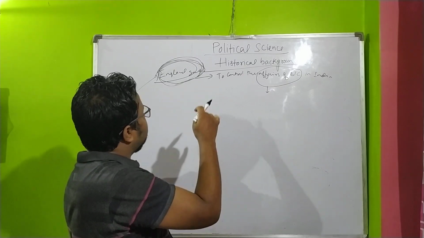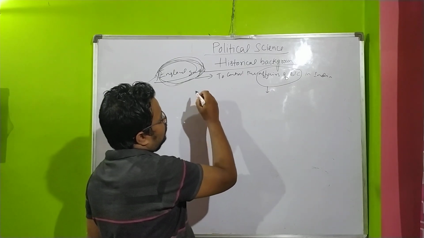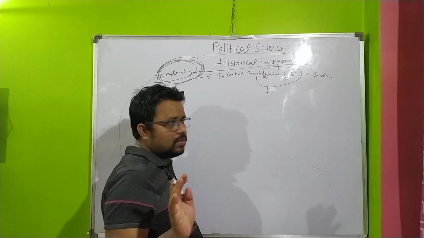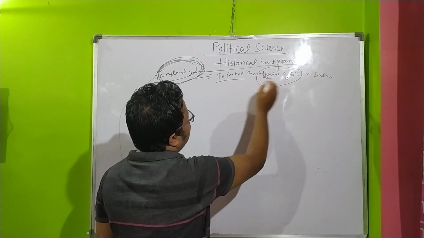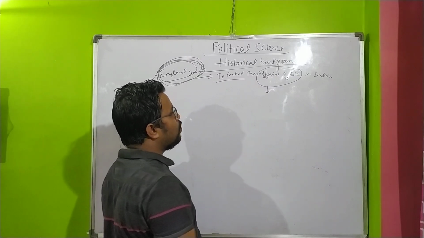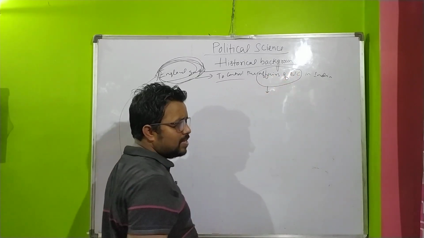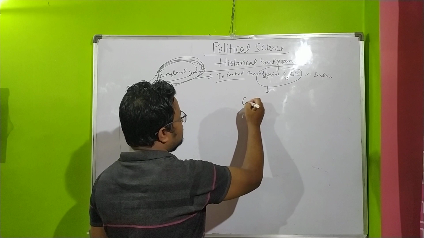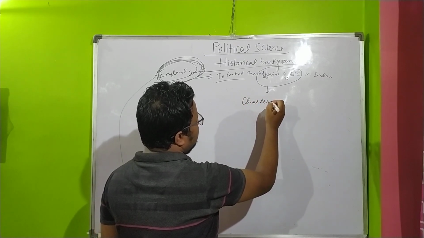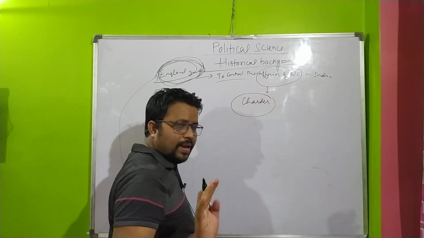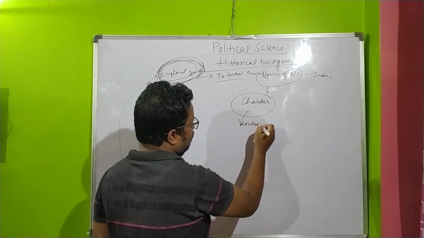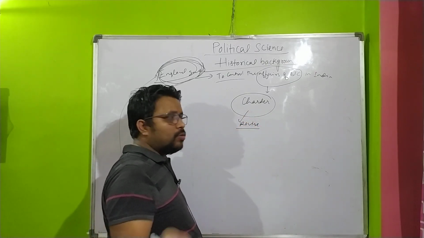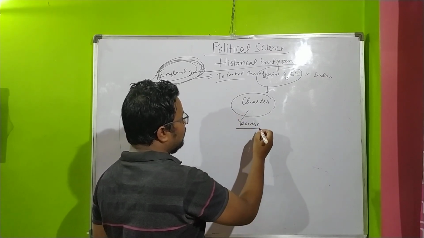But after that, what happens? After heavy corruption, the British government tried to control the affairs of the East India Company in India. Now, how will they control the affairs of the East India Company? The charter which has been given to them will be revised.